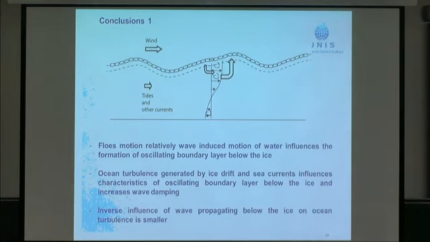So, conclusions. Floe motion, relative to the wave-induced motion of water, influences the formation of an oscillating boundary layer below the ice. Ocean turbulence has an influence on this boundary layer and increases wave damping. The inverse influence of the wave boundary layer on ocean turbulence, I think, may appear, but it is smaller than this influence, at least for the Barents Sea region.